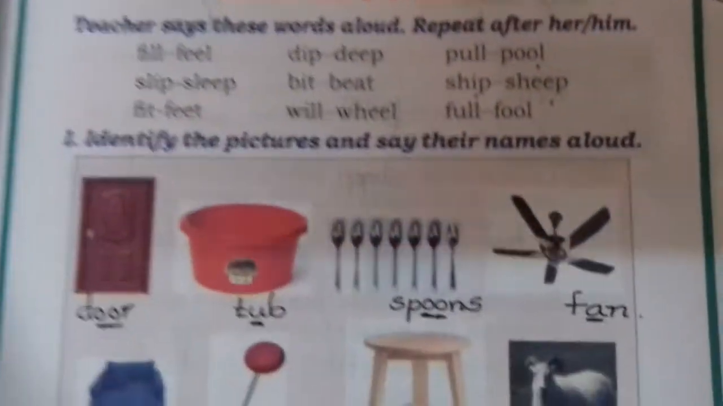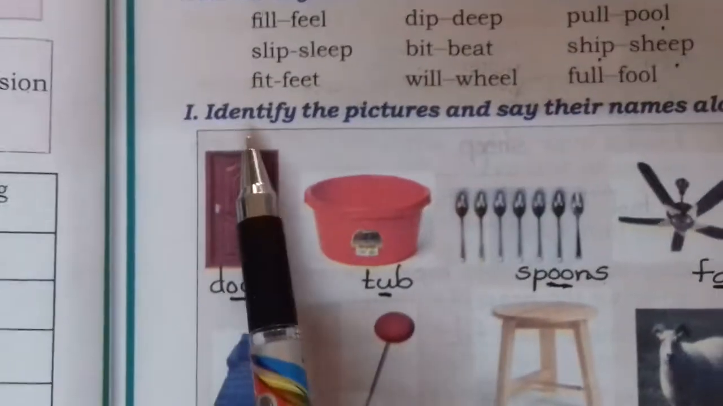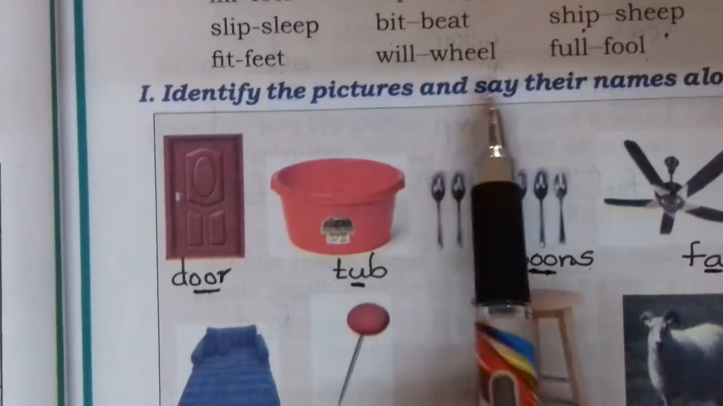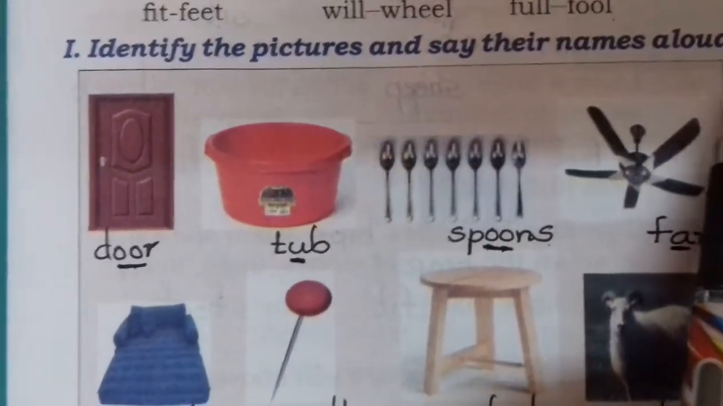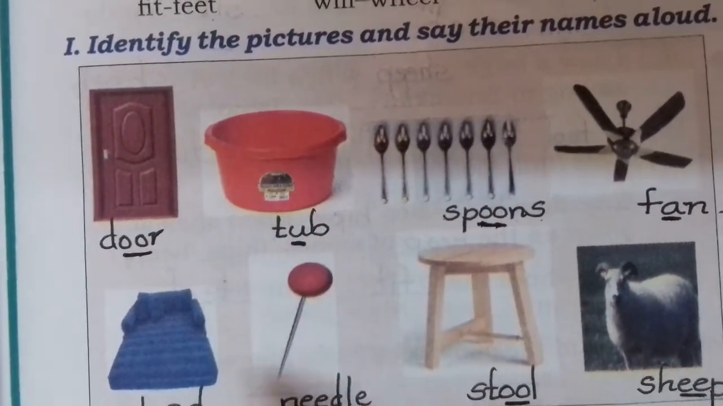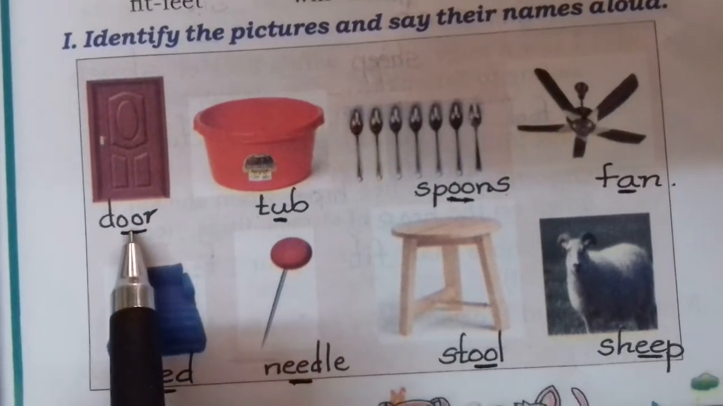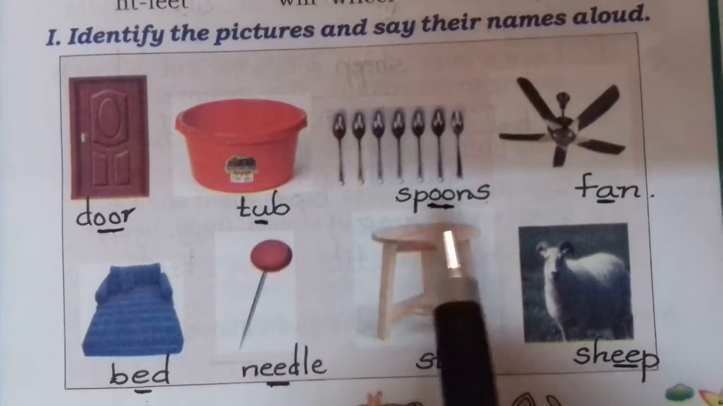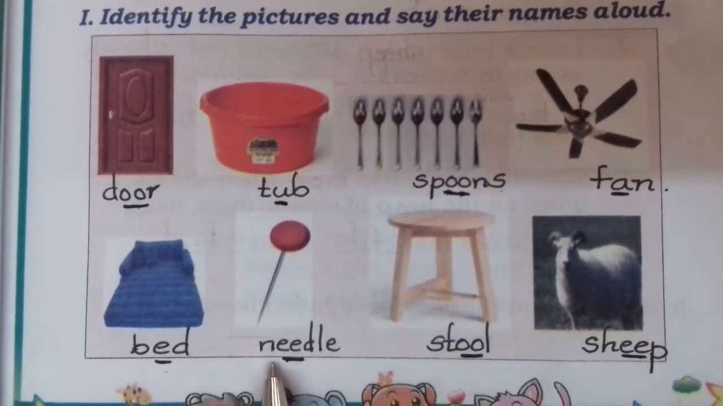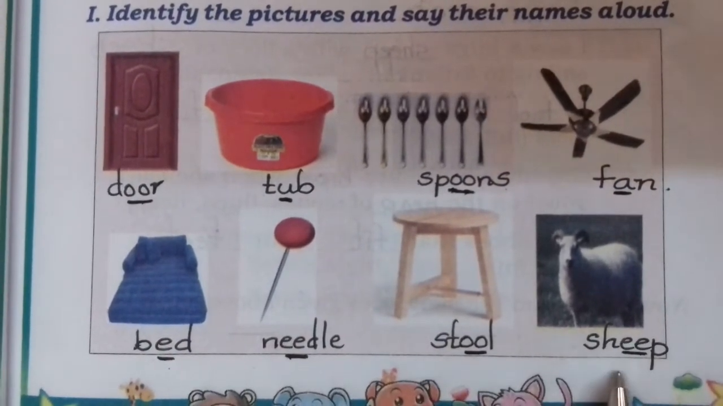Okay, children. Now let's go to the next one, I. Identify the pictures and say their names aloud. Now here are the pictures. I've also named them so that it will be much easier for you. Dough, tub, spoons, fan, bed, needle, stool and sheep.